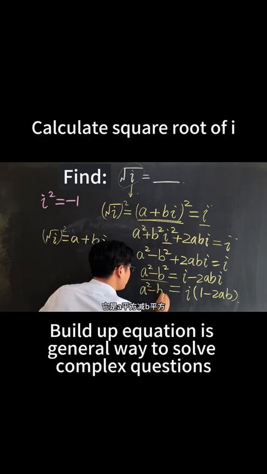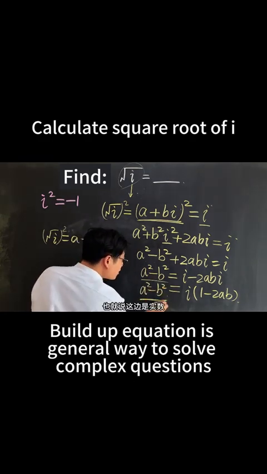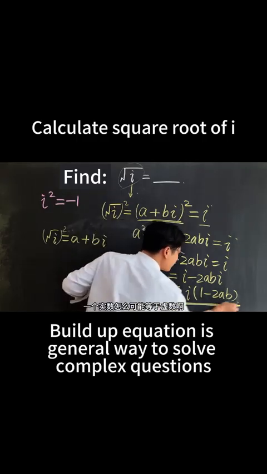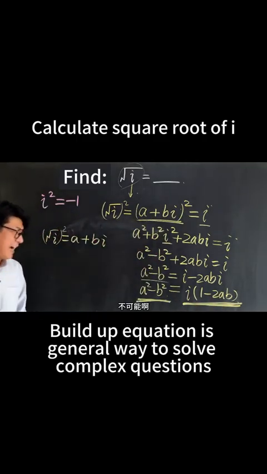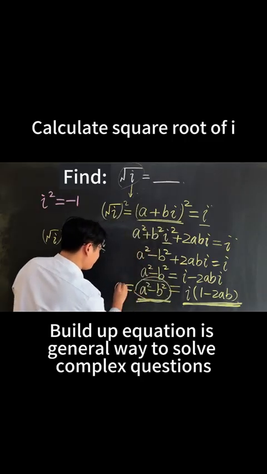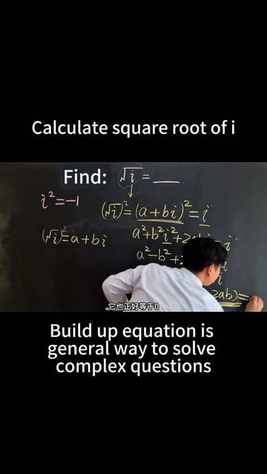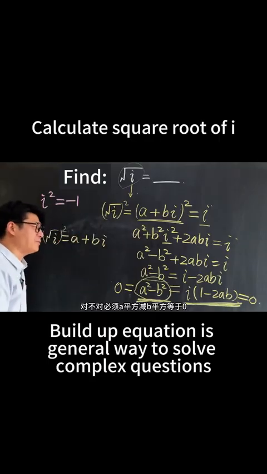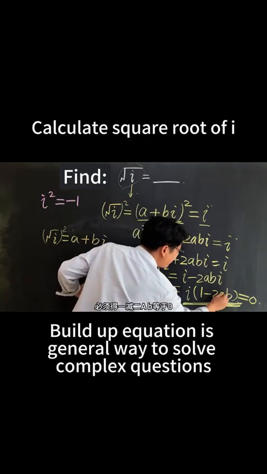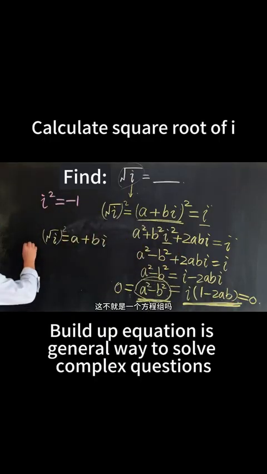It's a squared minus b squared. That means this side is the real part and this side is the imaginary part. How can a real number possibly equal an imaginary number? It's impossible. There's only one possibility. What is it? It must be exactly 0. It also has to be exactly 0. Otherwise, it doesn't make sense, right? So, a squared minus b squared must be 0. And 1 minus 2ab must also be 0.